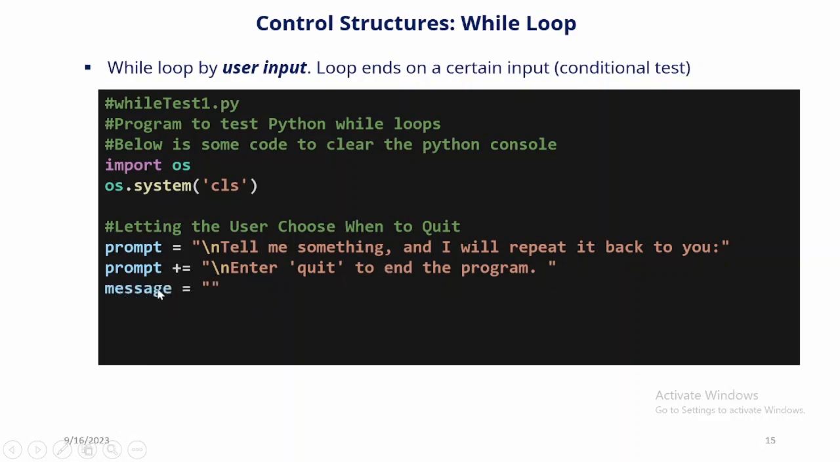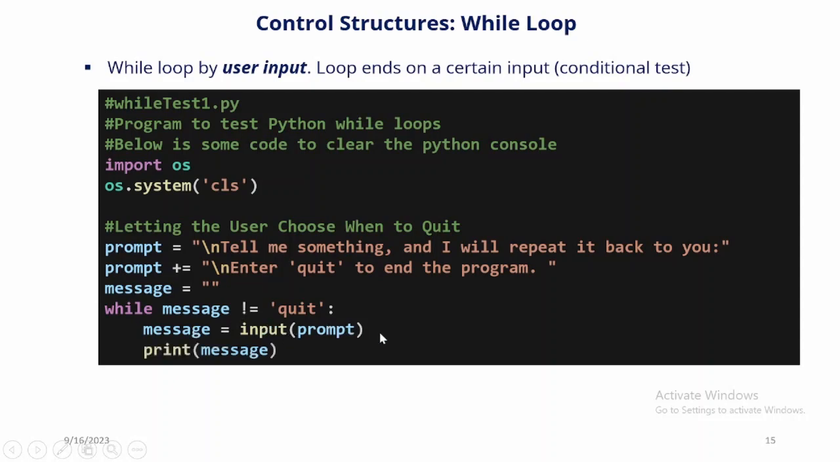So we create a variable called message, an empty variable. We say while message is not equal to quit, run the loop. Message equals input prompt, print message. Now this loop is going to keep running whatever somebody types here consistently until the person eventually types quit. If you don't type quit, you cannot get out of the loop.